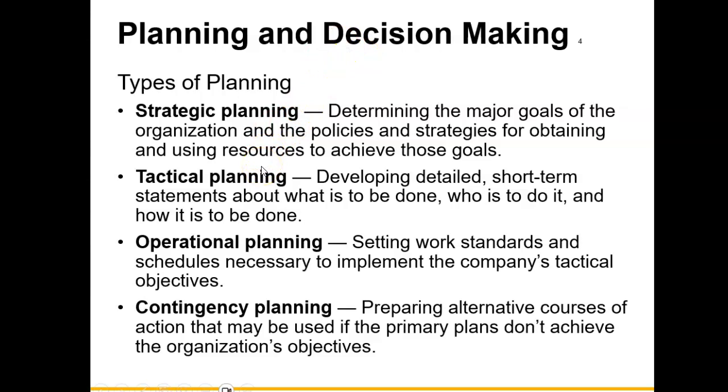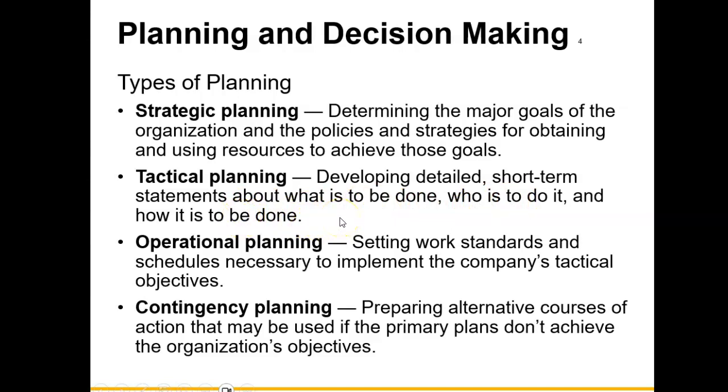But let's take a look at these 4 different types of planning. First, we have strategic planning, determining the major goals of the organization and the policies and strategies for obtaining and using resources to achieve these goals. So you think about strategic planning, these are more the long-term goals of the business organization. Whereas tactical planning, developing detailed short-term statements about what is to be done, who is to do it, and how it is to be done.